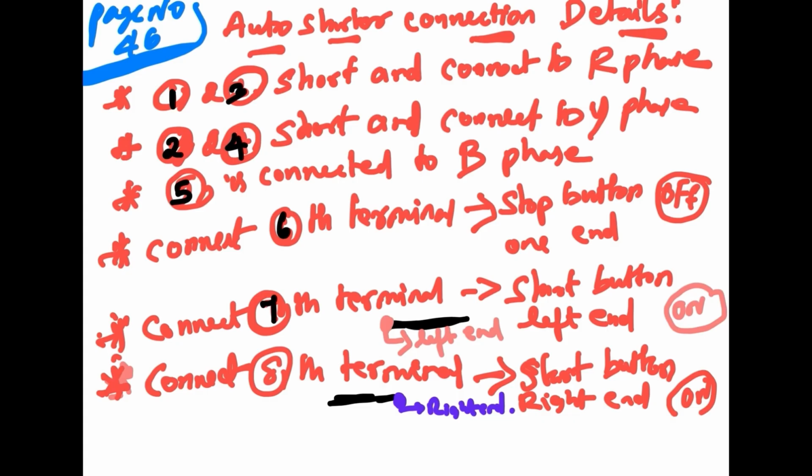Auto starter connection details: 1 and 3 are shorted and connected to the R phase. 2 and 4 are shorted and connected to the Y phase. The 5th is connected to the B phase. Connect the 6th terminal to the stop button, one end, backside of the contactor. Connect the 7th terminal to the start button left hand, backside of the contactor. Connect the 8th terminal, the start button right hand, backside of the contactor, that is the delta 2 contactor.